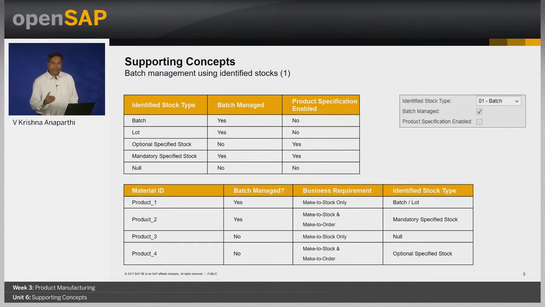If the type is batch or lot, then the material is batch managed, but the product specification is not enabled in the process. Similarly, if the type is optional specified stock, then it is not batch managed, but the product specification is enabled. So, each and every identified stock has a corresponding impact on the batch management and the product specification enablement. Depending upon the business need, one needs to select the identified stock type.